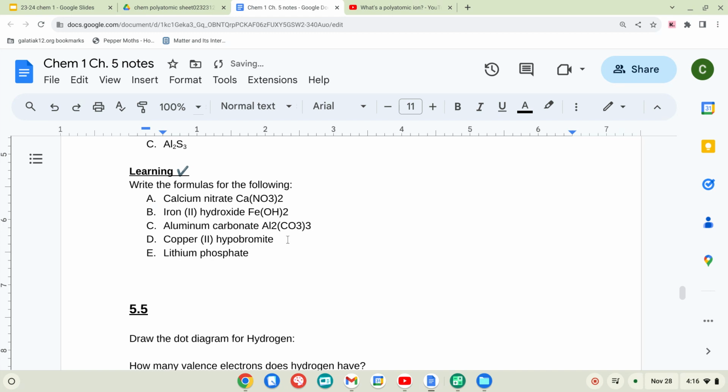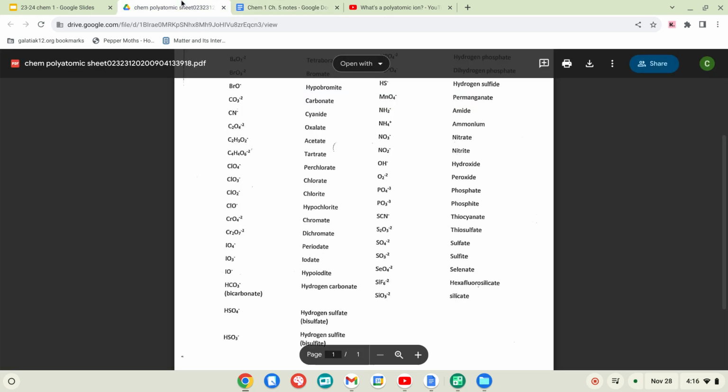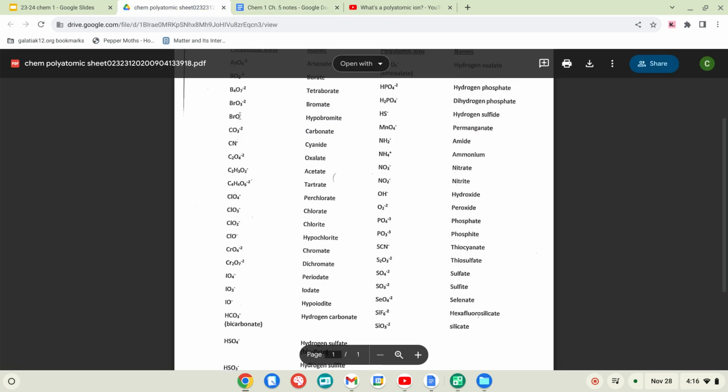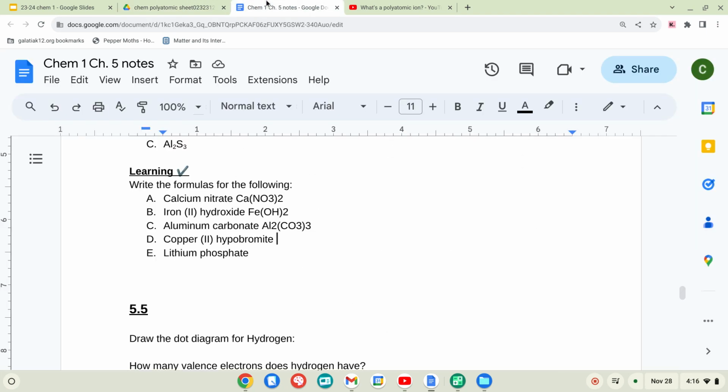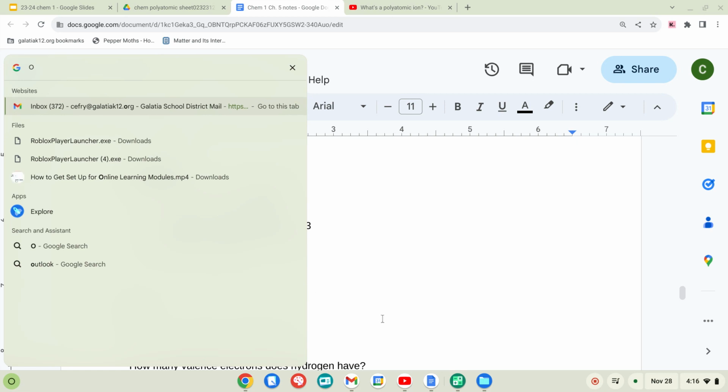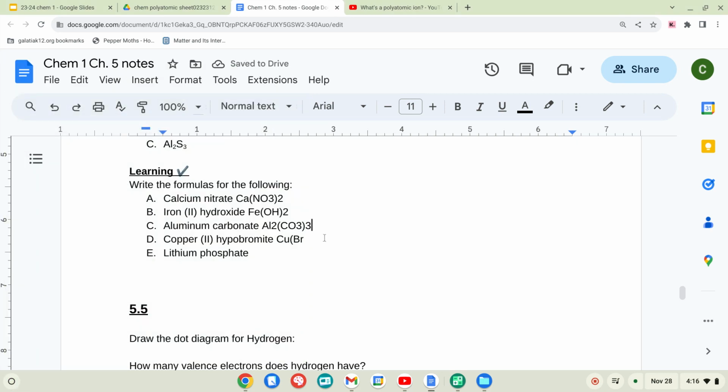Copper is going to be, okay, let me find hypobromide. That is one we don't use a ton. It's right here, so it's a -1, BrO -1. So I'm going to do Cu, and I'm going to do BrO, parenthesis, and a 2. Because I need to crisscross that +2 charge to the hypobromide. And hypobromide's a -1, so there's no number I need to put there.